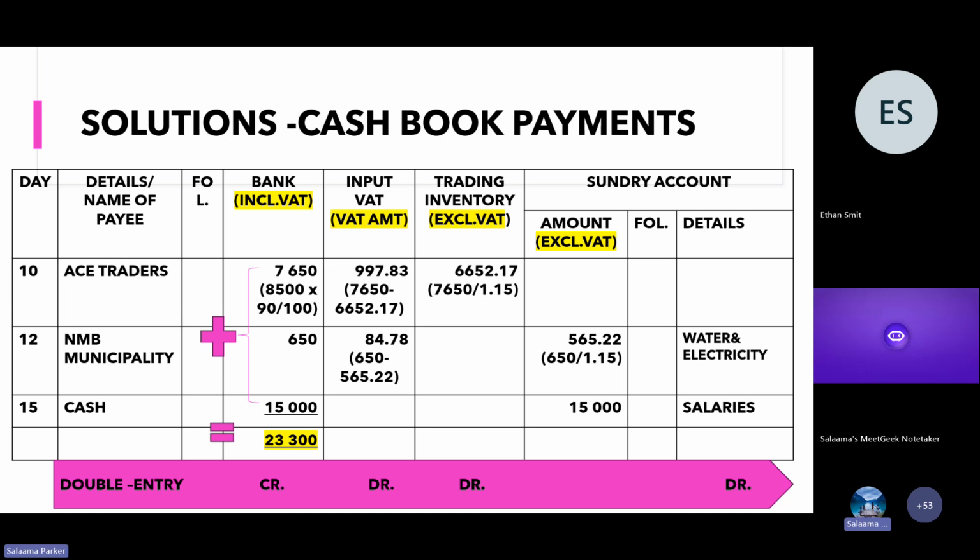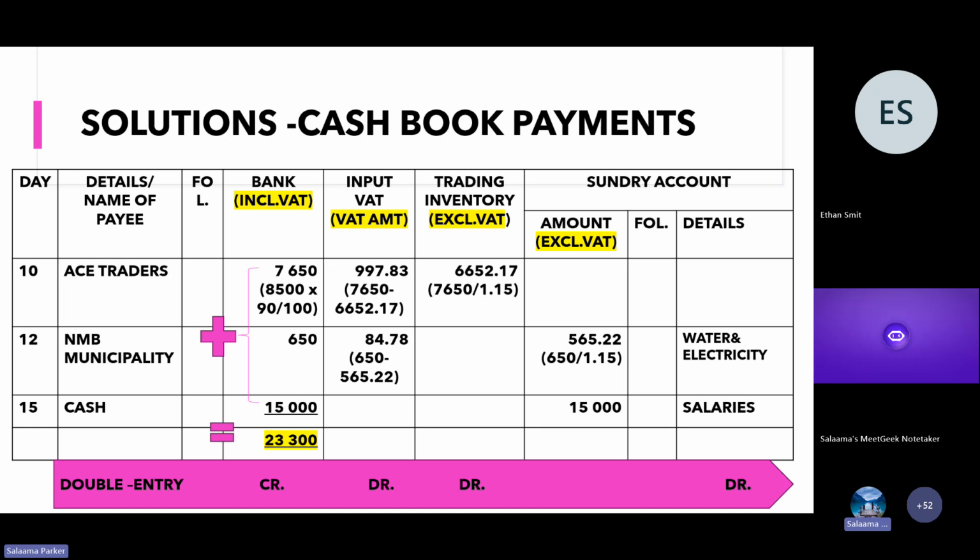Okay, we know that for water and electricity, yes, we're going to calculate VAT, and because we don't have a column for water and electricity, where will it go into? Sundry accounts. Okay, and don't forget to write water and electricity. Right. Then, of course, we have the salaries that we have to record. And of course, the bank charges, my apologies there. Don't forget, we also had a transaction for bank charges that has to be recorded in our cash book payments.